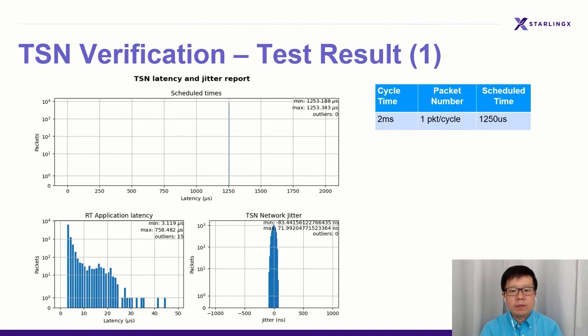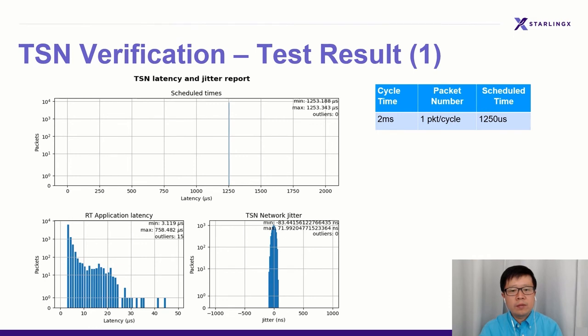The bottom left figure is RT application latency. The value varies in a wide range, from, as you can see, 3 microseconds to 758 microseconds. Since we didn't use an RT kernel for both StarlingX host platform and the Kata containers, the result is expected. This performance can be improved by utilizing an RT kernel.